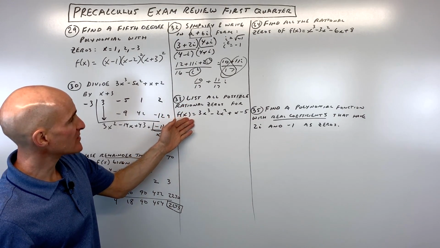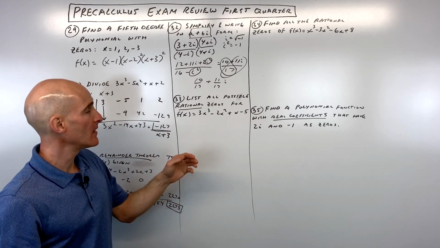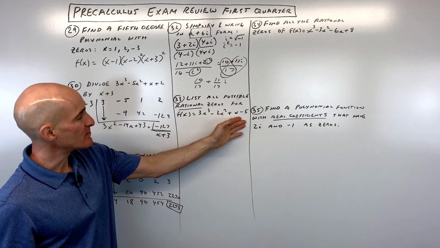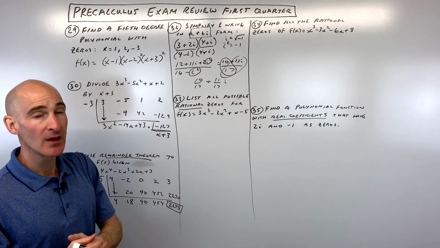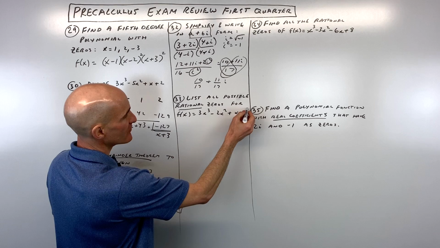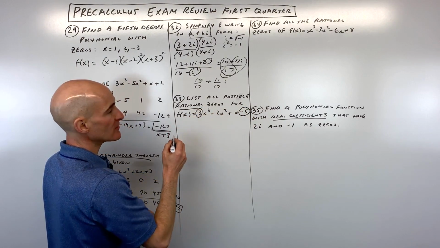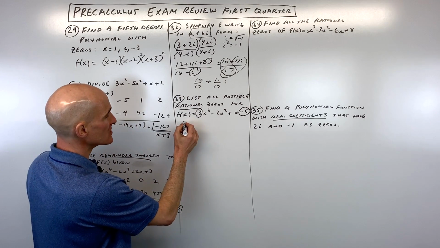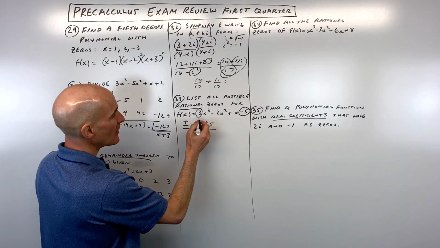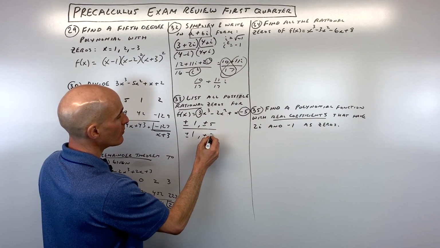Okay, for number 33 now, it says list all possible rational zeros. Rational means ratio, right? It can be written as a fraction of an integer over an integer, for f of x equals this polynomial. So the rational root theorem or rational zero theorem, however you learn it, whichever name, you take all the factors of the constant over all the factors of the leading coefficient. Like this, you'd say all the numbers that go into 5, which would be plus or minus 1 or plus or minus 5, divided by all the factors that go into the leading coefficient here, which are plus or minus 1 or plus or minus 3.